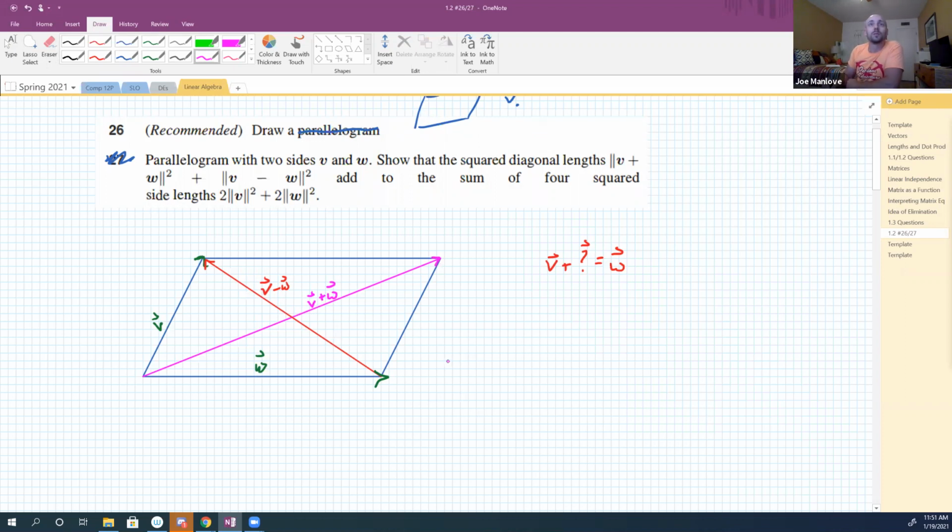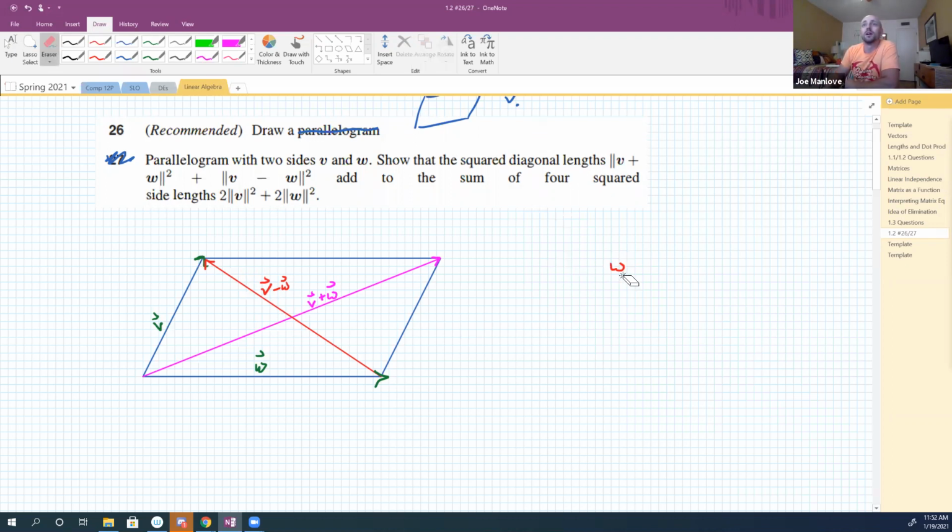Okay. So I'm supposed to show that these squared diagonal lengths add to the sum of the squared side lengths. So the squared diagonal lengths. What tool do I have that gives me a squared length? You guys got a tool for this? Isn't it the dot product with itself? Yeah, the dot product with itself is the magnitude squared, right? So anytime you see a magnitude squared in any of these problems, your brain should probably jump to calculating a dot product. You guys all good with that thought? Even if it doesn't work out, it's a good place to start.